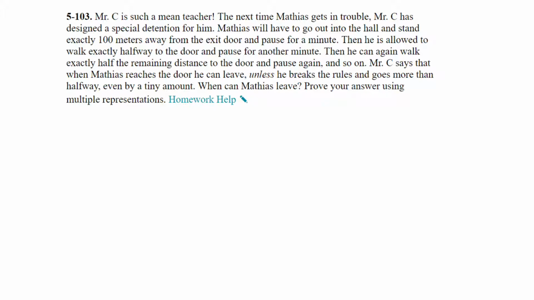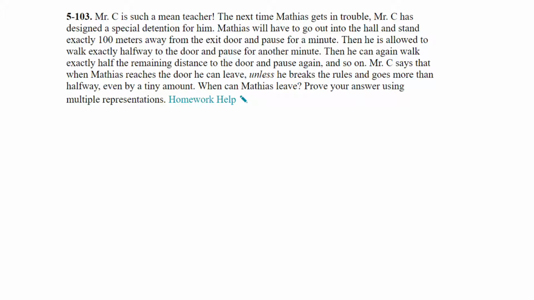Then he can again walk exactly halfway the remaining distance to the door and pause again, and so on. Mr. C says that when Matthias reaches the door, he can leave, unless he breaks the rules and goes more than halfway, even by a tiny amount. When can Matthias leave? Prove your answer using multiple representations.